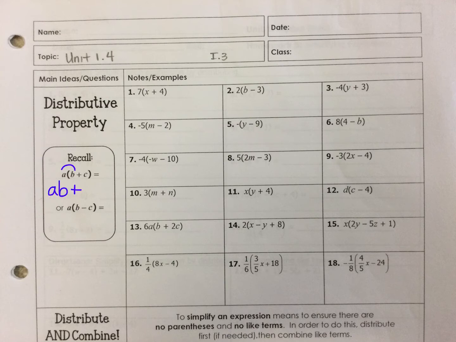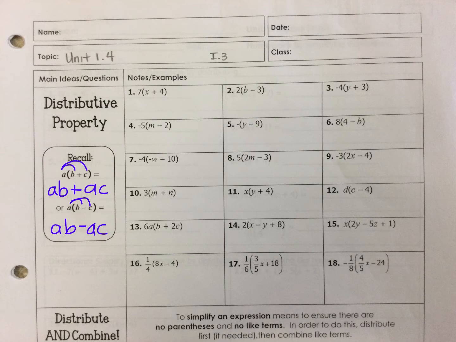This is an addition problem, so I'm going to put an addition sign. And A times C is AC. You do the same thing in this one. You get AB minus AC. So let's do it with some real numbers so it makes sense.